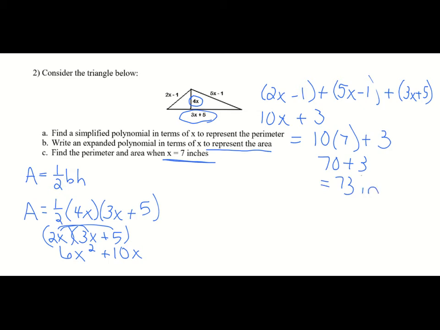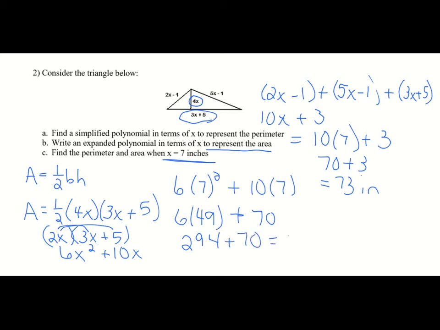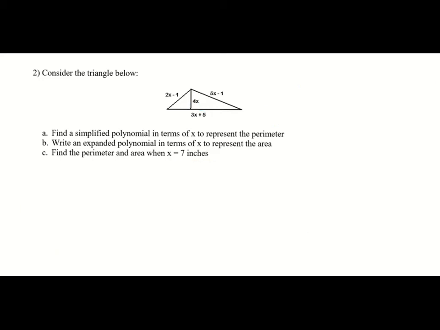Now, area is going to be 6 times 7 squared plus 10 times 7. So 7 squared is 49. So we're going to have 6 times 49 plus 10 times 7 is 70. I'm going to put that on there. And then 6 times 49 is going to give me 294 plus 70, and that is going to equal 364. And area is always units squared, so in our case, it will be inches squared. And that is our final answer there.